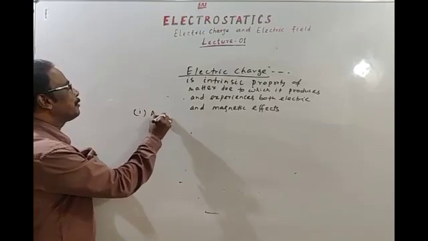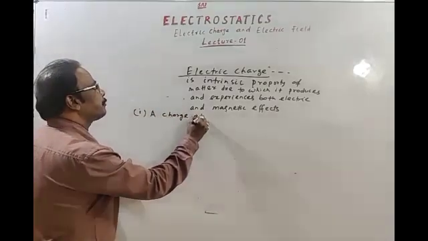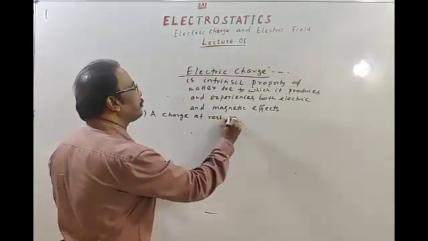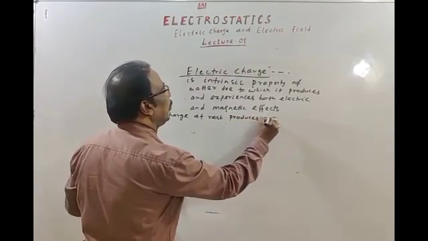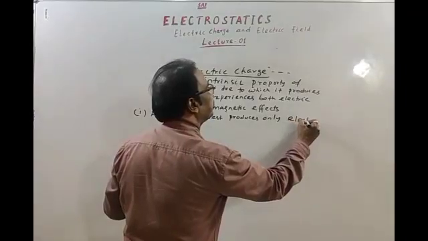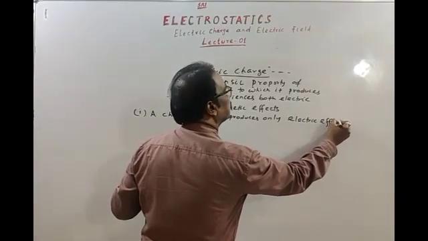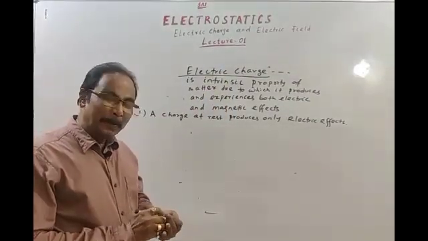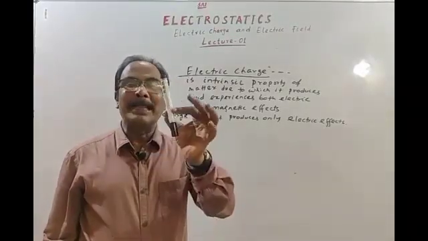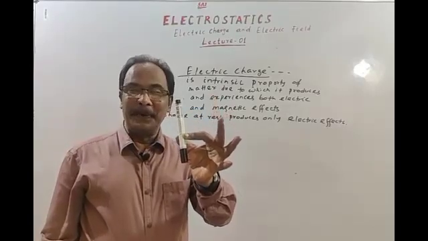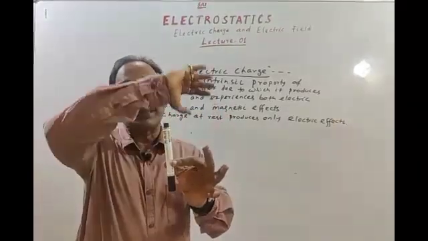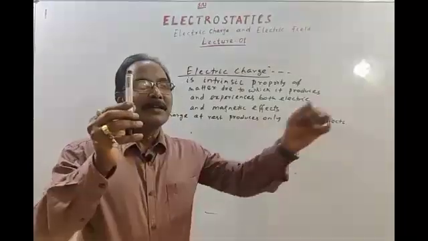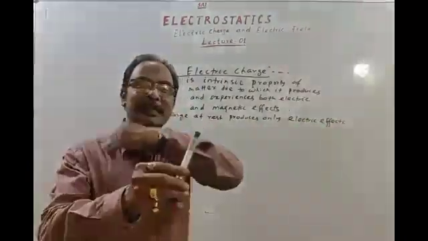Number one, a charge at rest, maybe a single charge or a system of charges, produces only electric effect. How can you be convinced? Suppose this is a body having some mass. If the body is kept in space, then from gravitation you know this body will produce an imaginary space or region around it, which is called the gravitational field.